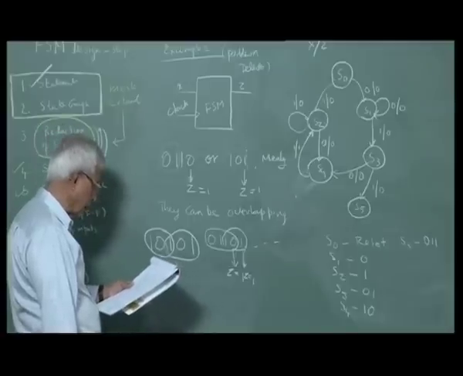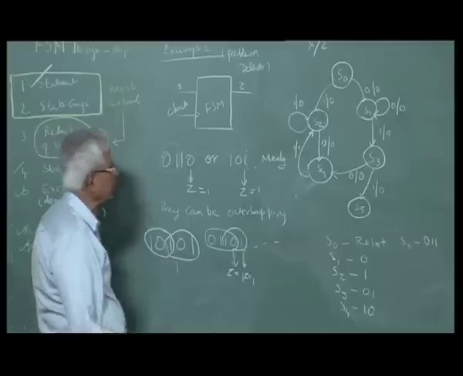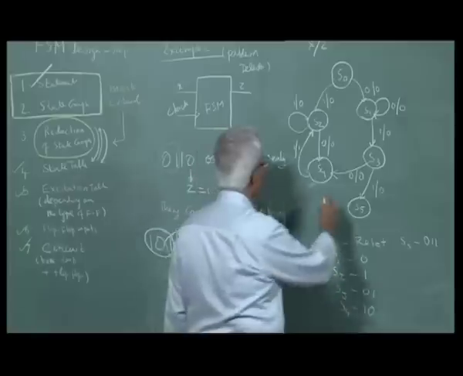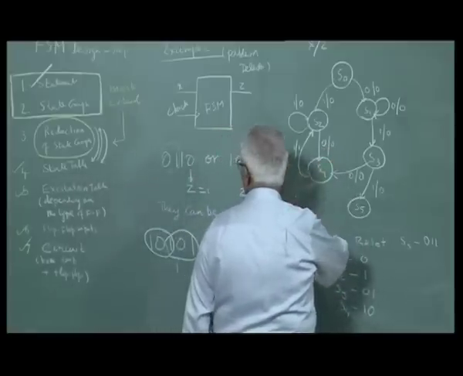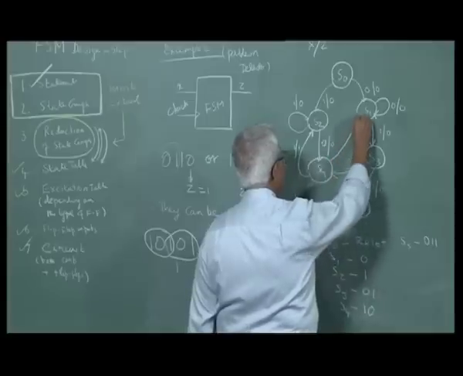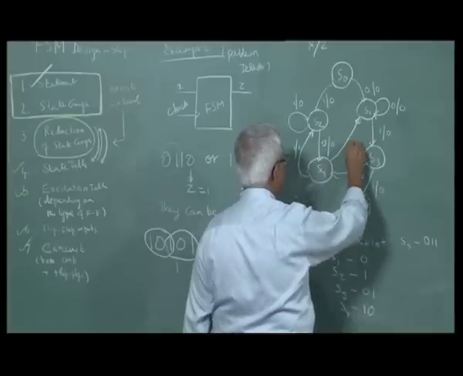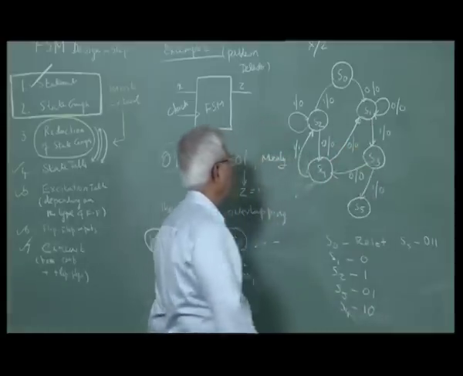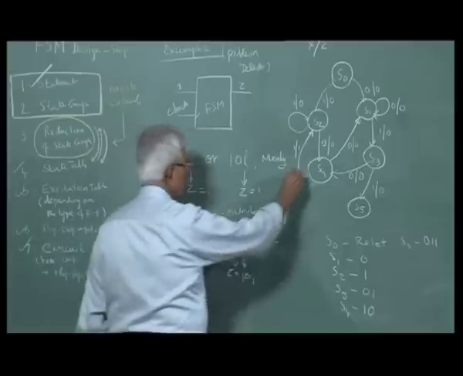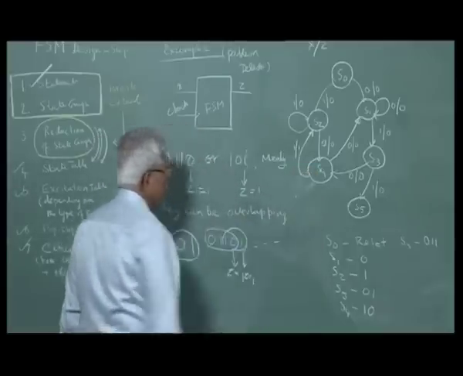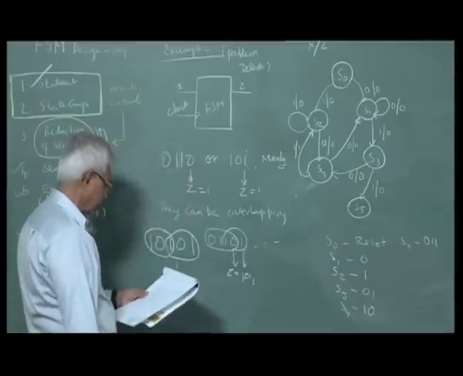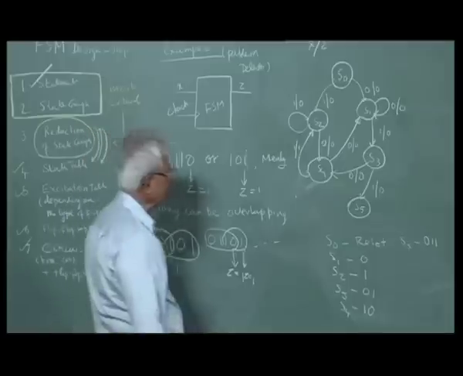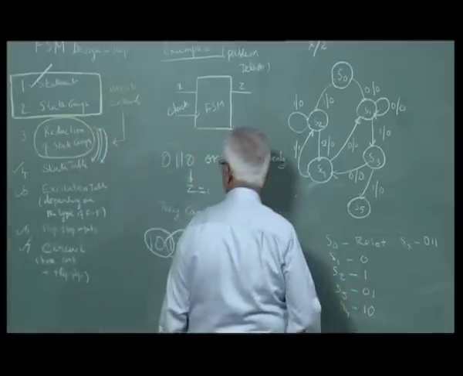S4, if 0 comes what? Already it is 1 0. 1 0 0 has no meaning. So it has to go back as if nothing has happened, only a 0 has come.